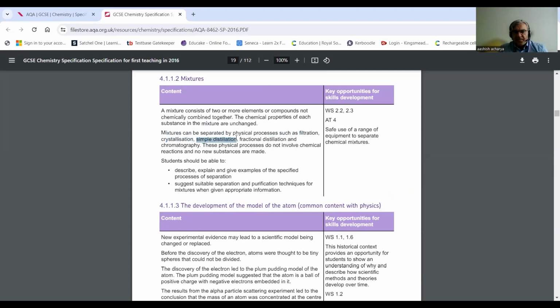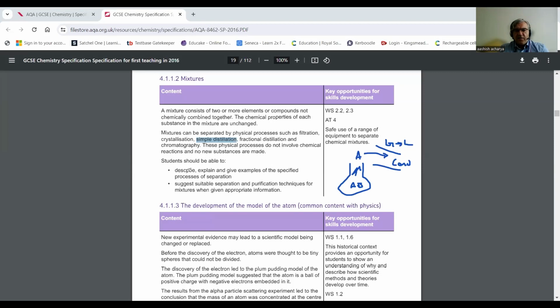Simple distillation is very straightforward. It's a process of separating mixtures of liquids where the lowest boiling point liquid will gain enough energy and change state. So that's your first stage, a state change from liquid to gas. And then if you remember, those gases will travel through a condenser, and there'll be another state change, gas to liquid, which is condensation.